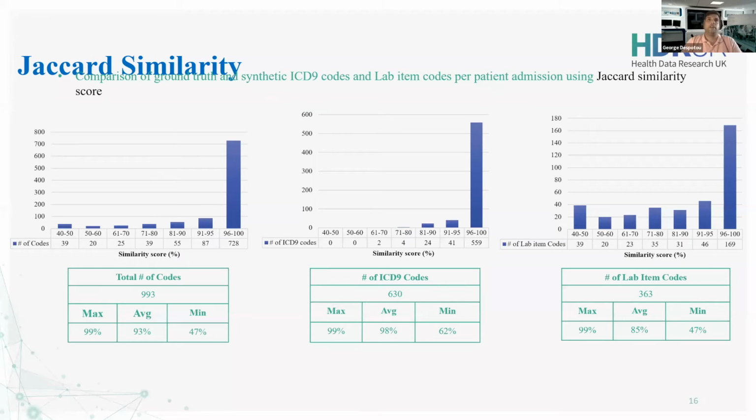And finally, the Jaccard similarity. We looked at the Jaccard similarity of ICD-9 codes and lab item codes, and most of the variables had a Jaccard similarity that indicates that the synthetic data set is statistically equivalent, is a subset of the real data set.